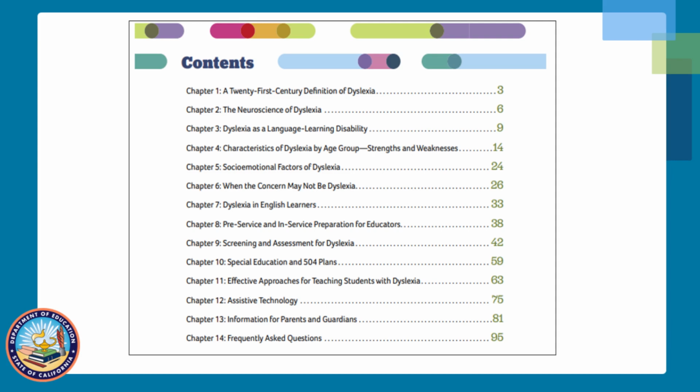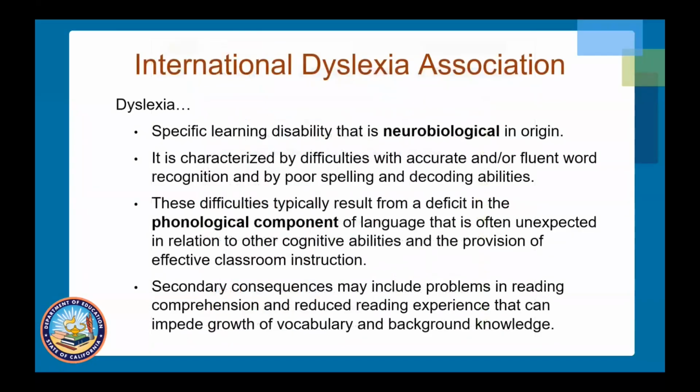Chapter 9, screening and assessment for dyslexia on page 42. Chapter 10, special education and 504 plans on page 59. Chapter 11, Effective Approaches for Teaching Students with Dyslexia on page 63. Chapter 12, Assistive Technology on page 75. Chapter 13, Information for Parents and Guardians on page 81. And Chapter 14, Frequently Asked Questions on page 95.